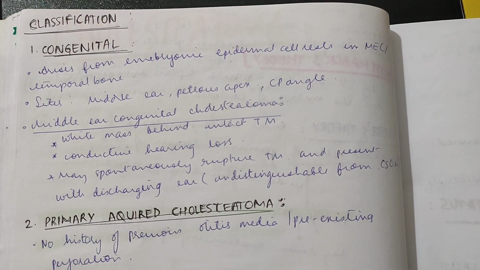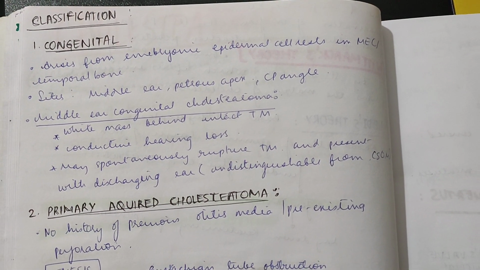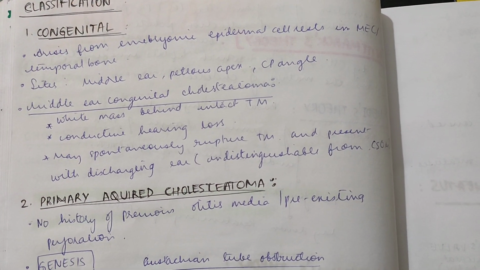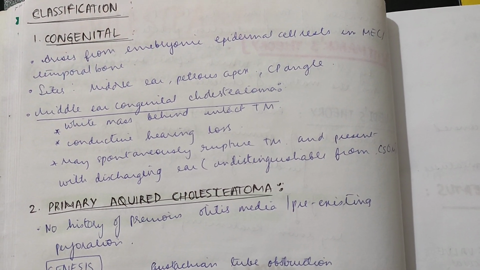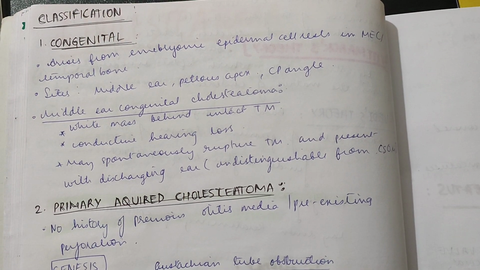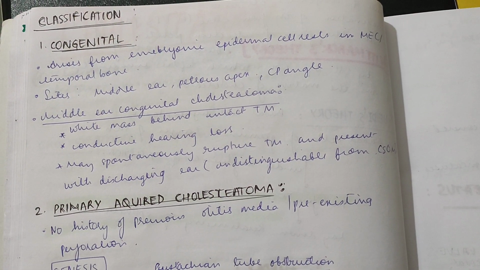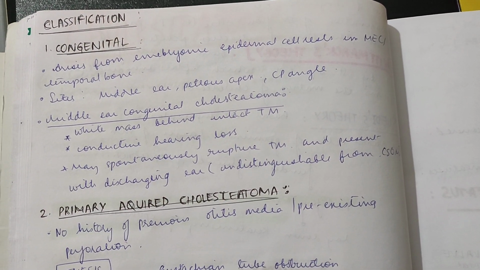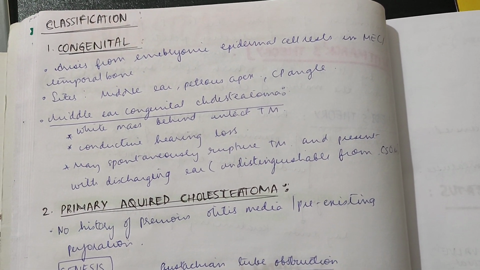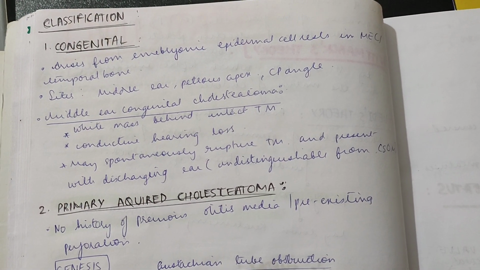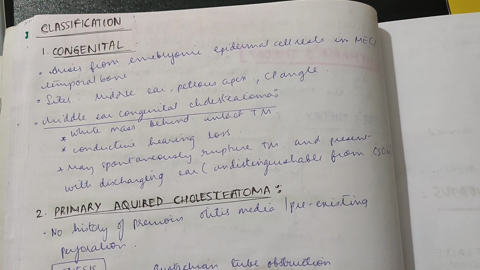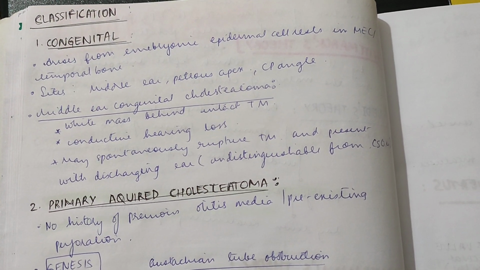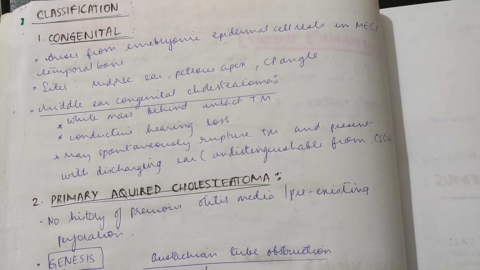Moving on to the classification of cholesteatoma, we have congenital cholesteatoma, acquired primary cholesteatoma, and acquired secondary cholesteatoma. Congenital cholesteatoma usually arises from embryonic epidermal cell rests, which are either present in the middle ear cleft or in the temporal bone. The most common sites where you can see congenital cholesteatoma are the middle ear, the petrous apex, or the cerebellopontine angle. So depending upon the site, the symptomatology varies.